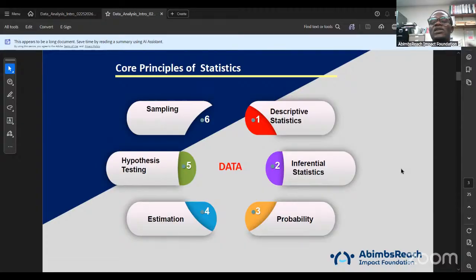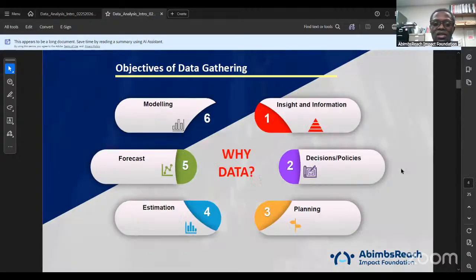So all of these are core principles of statistics, which we are going to discuss as we move on in this training. Like I said, this is just an introductory class, which we're going to continue to look into as we move on in this training.